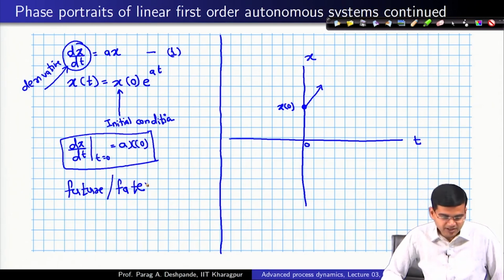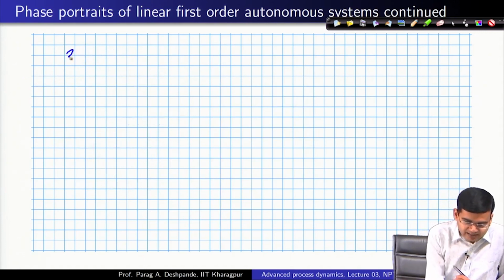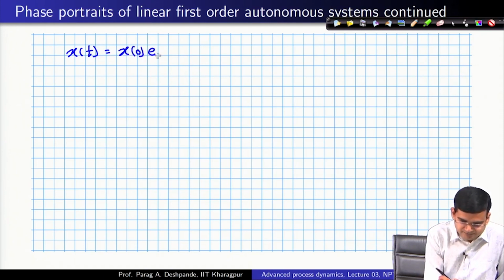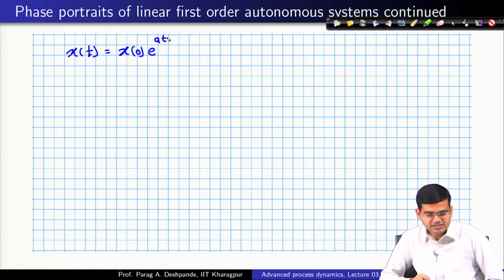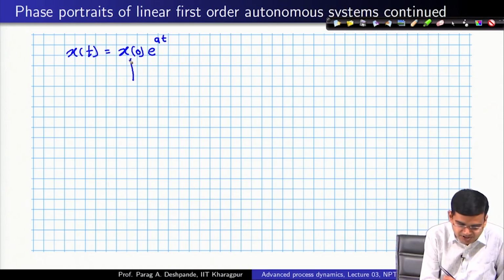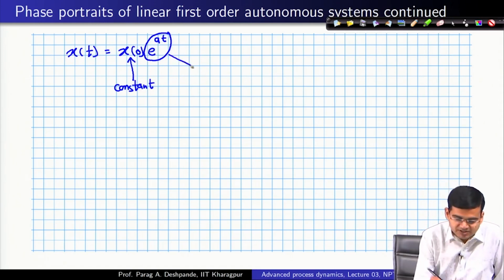Okay. So, now when my solution x of t is x 0 e to the power a t, what is the meaning of this? Well, x 0 is a constant, x 0 is a constant, but the dependence of x of t on time is coming from this exponential function.